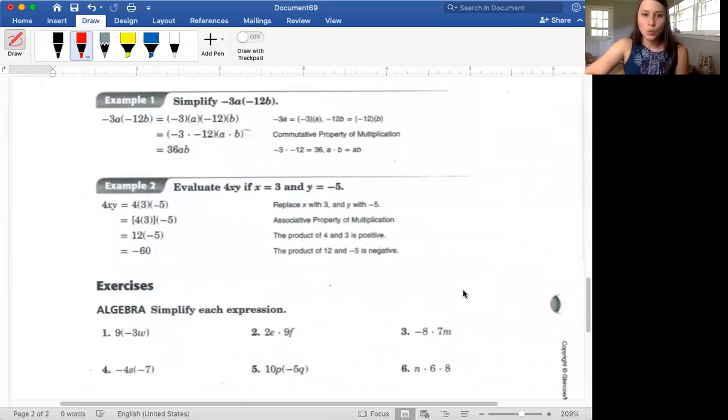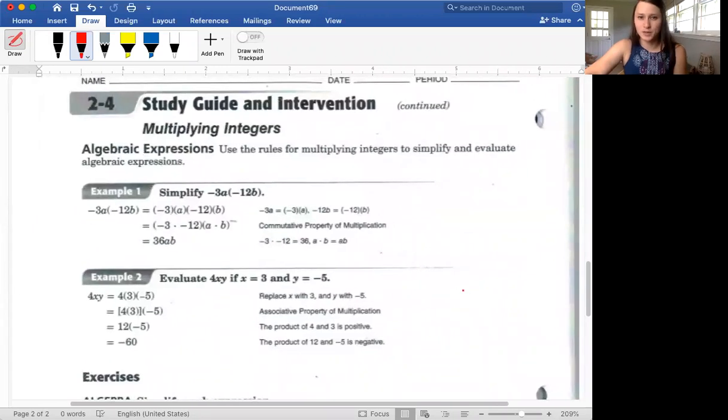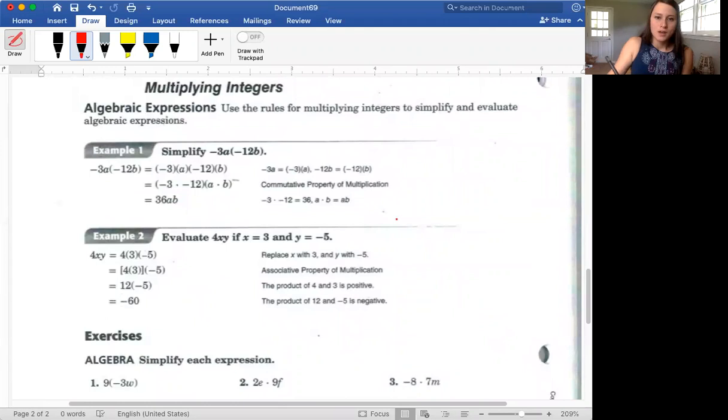So let's talk about when we have some variables mixed in with our equation. If we are looking at an expression where there are variables and also numbers, and it's all being multiplied, for example, let's take a look at number 1, -3a times -12b. So remember, we don't put the multiplication sign in between when we multiply with negatives. So all this is basically just saying -3 times a times -12 times b.